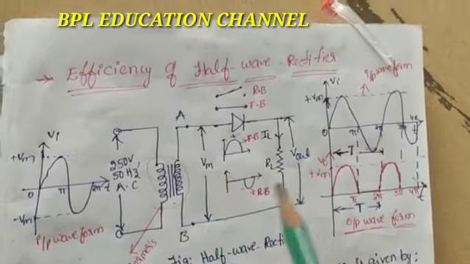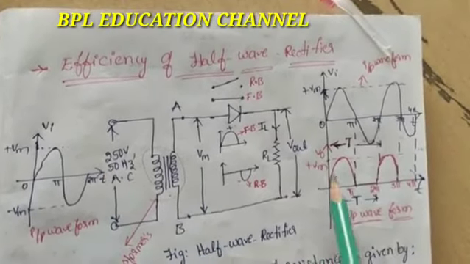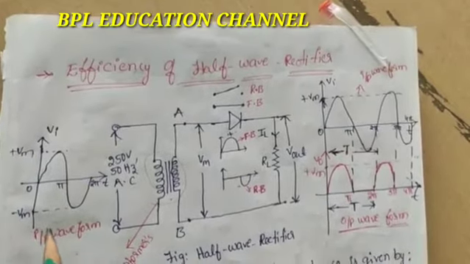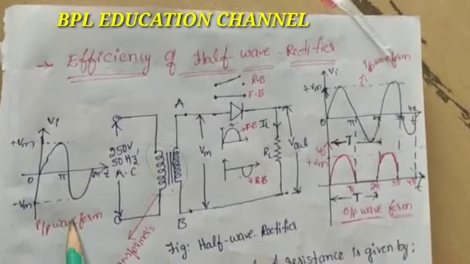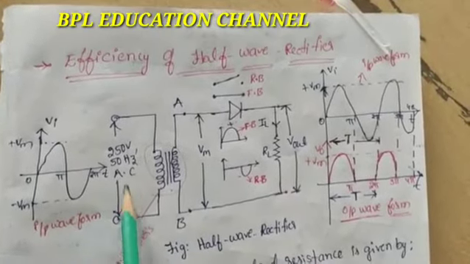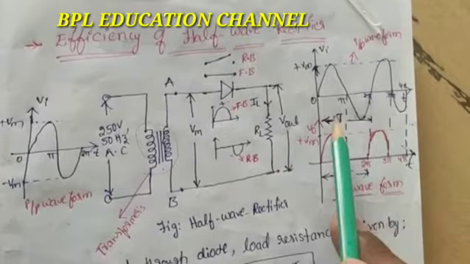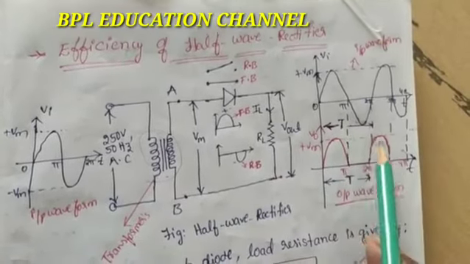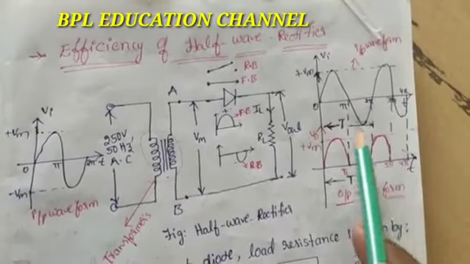Before going to the operation of this half-wave rectifier, this is the complete input waveform of this circuit. That is AC, alternating current. This is the output waveform of this half-wave rectifier. So let us discuss how to get this output.